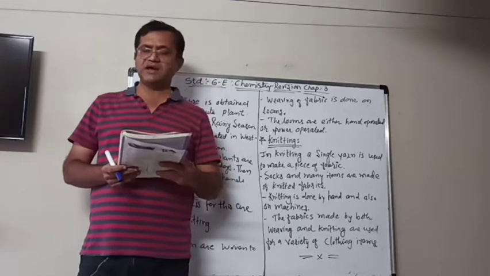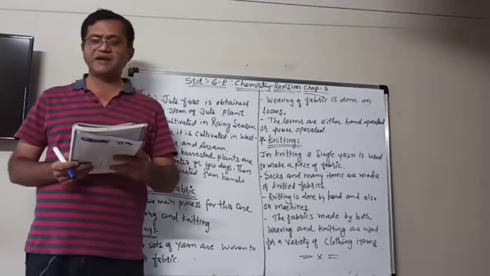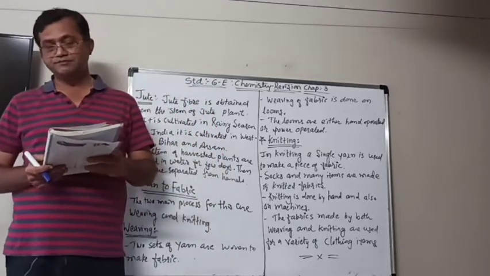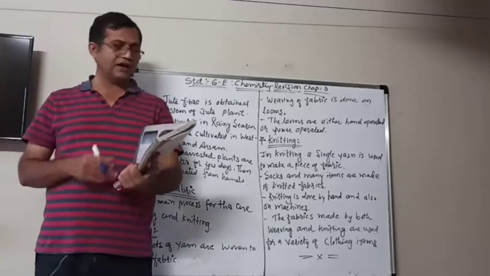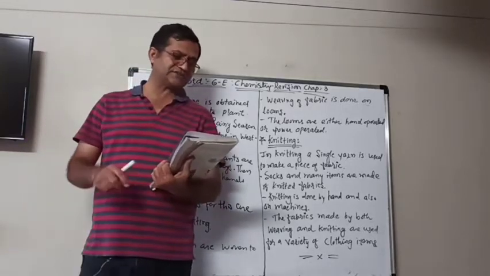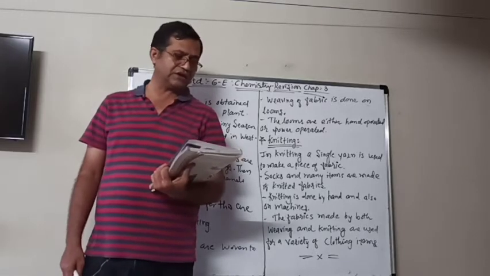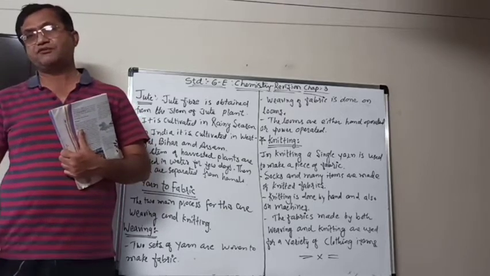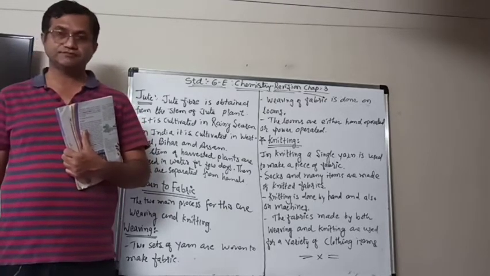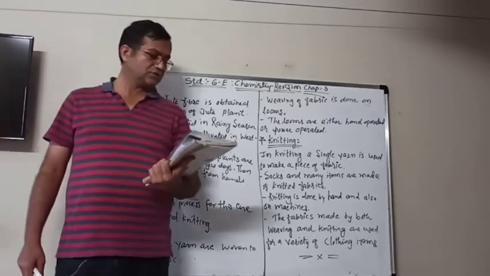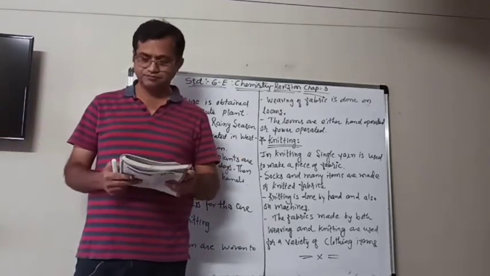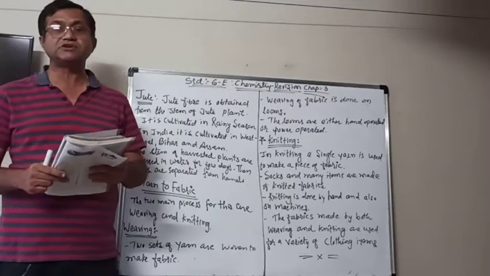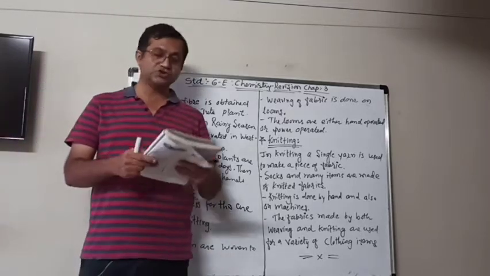Then they are picked by hand and separated from the seeds by the process of ginning. And then the fibers are twisted and converted into yarn. Now another plant fiber is jute, which is obtained from the jute plant. Actually, the stem of the jute plant is useful to get these jute fibers.